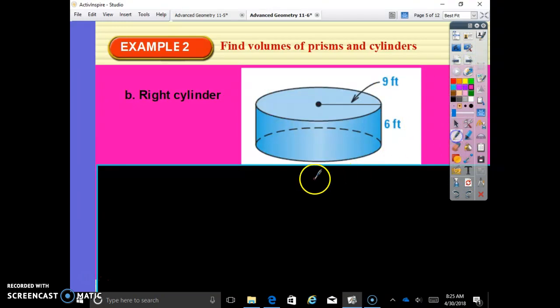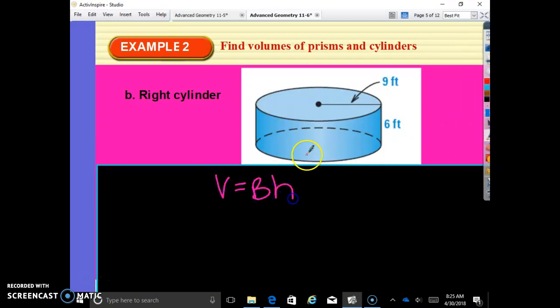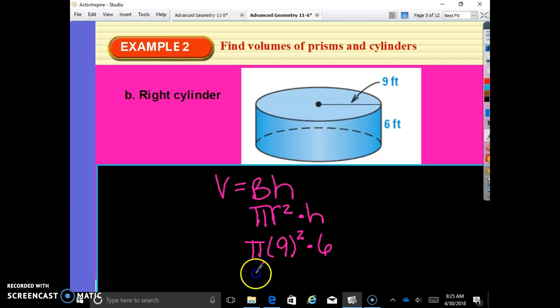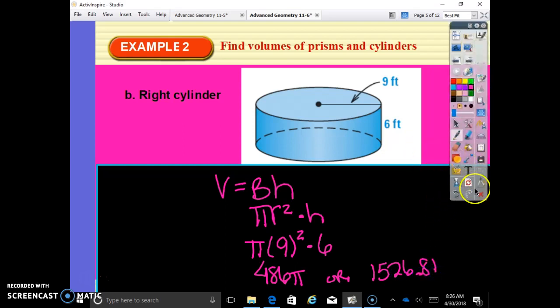Try this one. The volume of this is going to be the area of the base times the height. The base is a circle, pi r squared times the height. Try this on your own. So it should be pi times 9 squared times your height of 6. 81 times 6 is 486. So this is going to be 486 pi in terms of pi, or 1,526.81. And this is in feet cubed because it's volume.